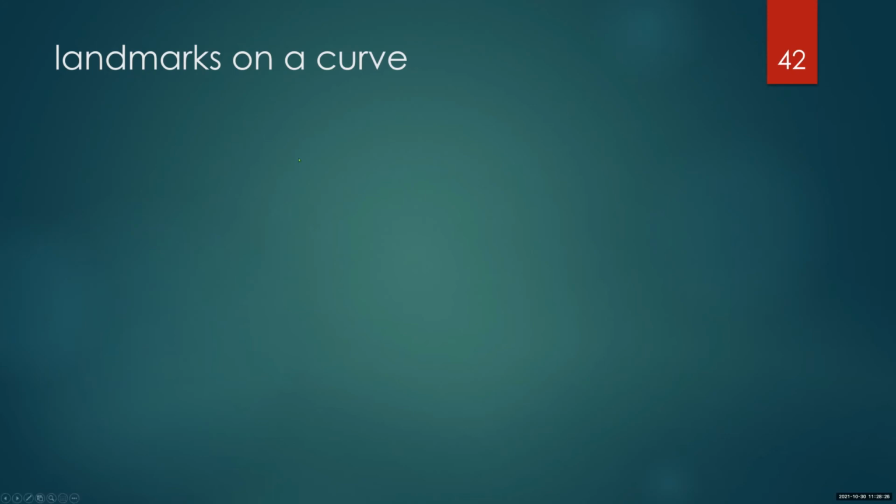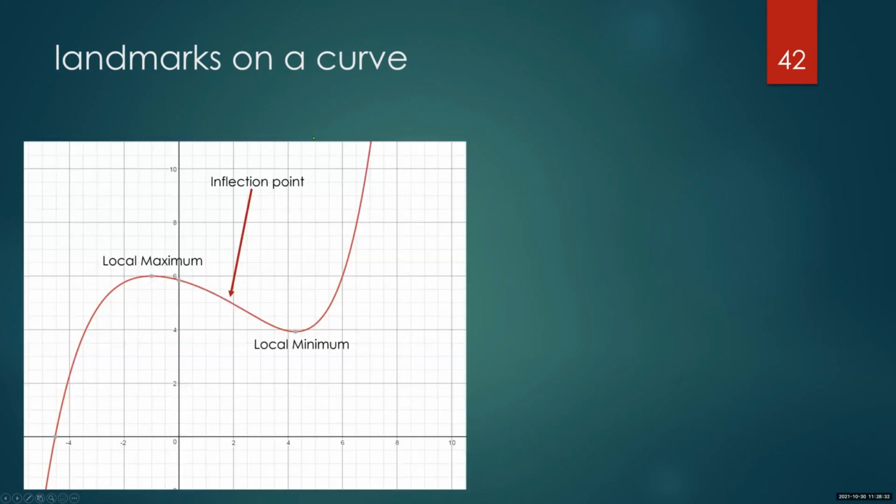So now we're going to talk about what I call landmarks on a curve, which will become clear as we dig into it. Here you've got a curve. You've got a point here that I've marked as a local maximum point. A local maximum point means that point is the maximum value of that curve, generally speaking, in the vicinity of that point. The local minimum is the minimum value of the curve, again, in the vicinity of that point.